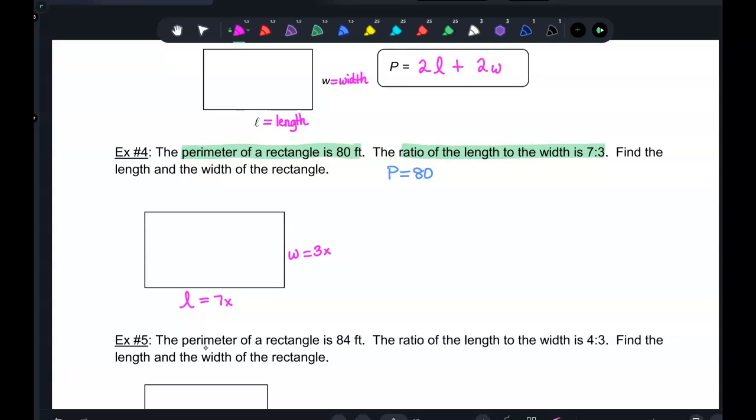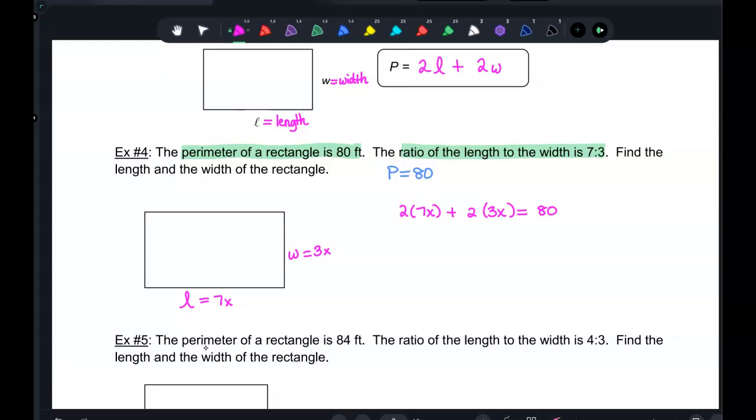So you see the length to the width. We know what the entire perimeter is. Would it be 7x plus 3x equals 80? No, because you have to do the perimeter formula. Don't forget, you have to multiply each. So 2 times L, so 2 times 7x plus 2 times 3x. That whole thing has to be equal to 80.